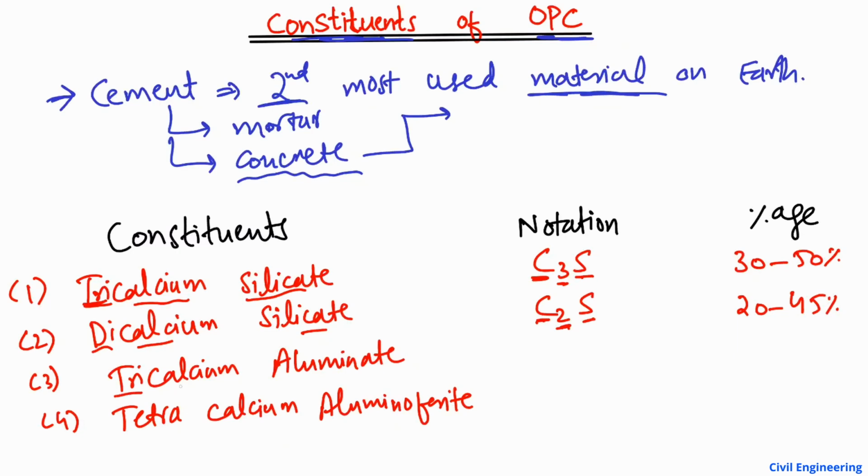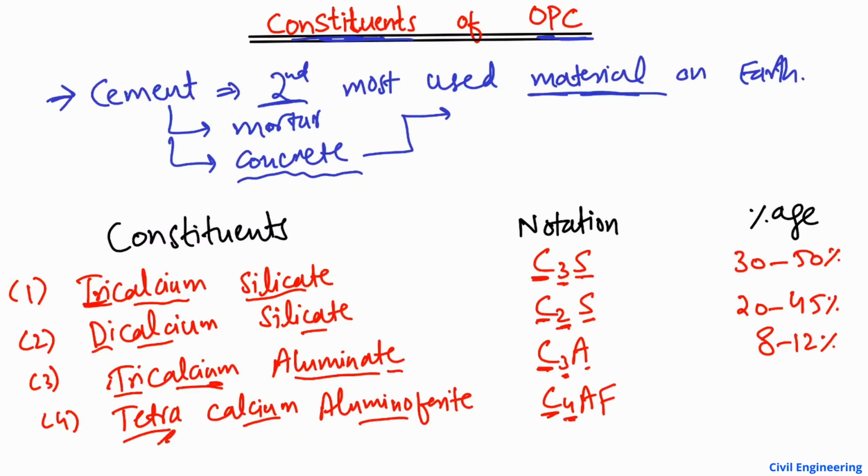The third one is the tricalcium aluminate, and it is represented by C3A, where C represents the calcium here, 3 represents the tri here, and A represents the aluminate, and they are present in the amount of 8 to 12%. The fourth one is the tetracalcium aluminoferrite, which means C4AF. So C is calcium, 4 is tetra here, A is alumino, F is ferrite, and they are present in the amount of 6 to 10% in the cement.